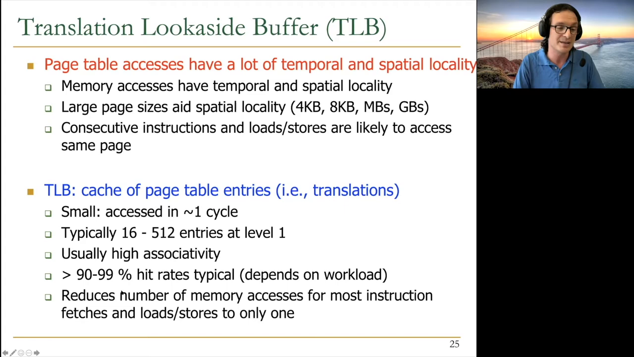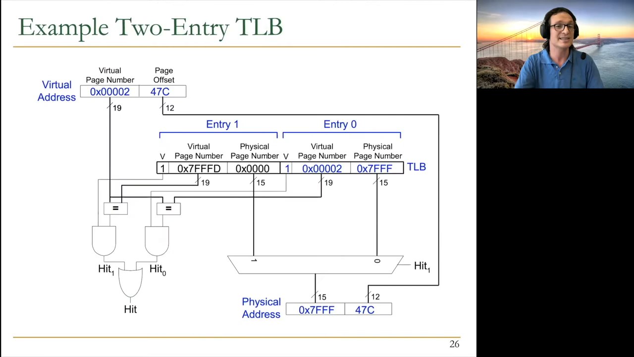If you're randomly going through memory, then you don't have locality anyway, and TLBs exploit locality. It reduces the number of memory accesses for most instruction fetches and loads and stores to only one. And if you hit in the TLB, actually, you don't need to access memory. And this is an example two-entry TLB from your book.